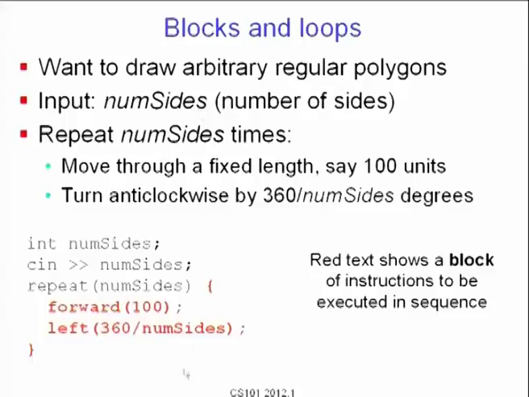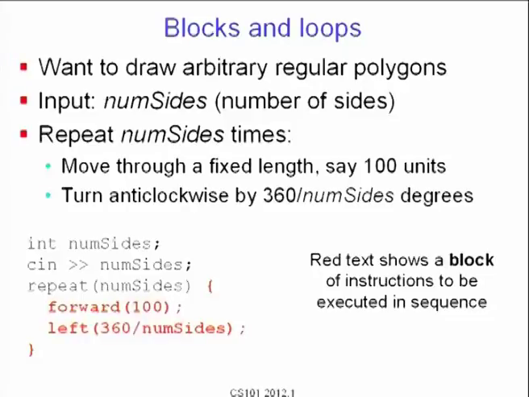What will we get if 360 cannot be divided by num sides evenly? Anyone? What will happen? Can you guess what the picture will look like? So at the end it will not meet up because, generally speaking, you might regard this as an integer division of 360 divided by num sides, and so something funny will happen. So I'll leave you to try it out.